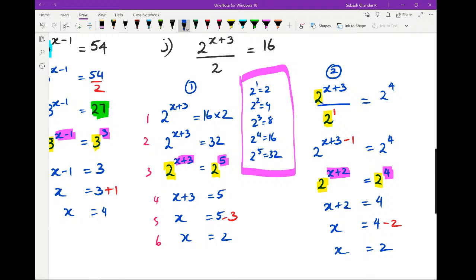So any questions with J? And with J, you can actually do it with method 1 or method 2. It doesn't matter. Either way it works out.